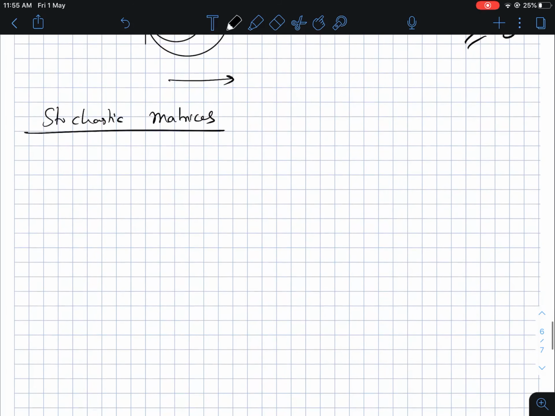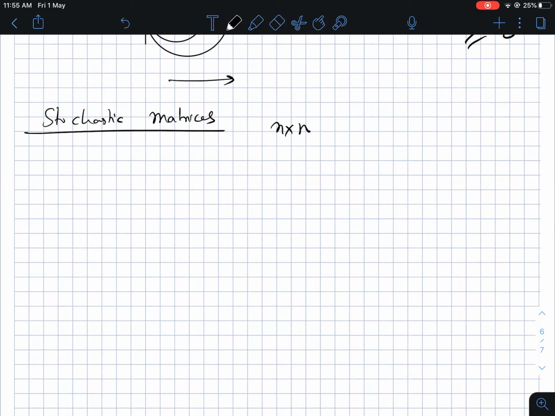Okay. So a stochastic matrix is an n cross n matrix. We briefly defined this in one of the exams in the first segment, if I remember correctly. But let us just redo the definition anyway. A stochastic matrix is an n cross n matrix, not necessarily symmetric, unlike the Laplacian, which is symmetric.